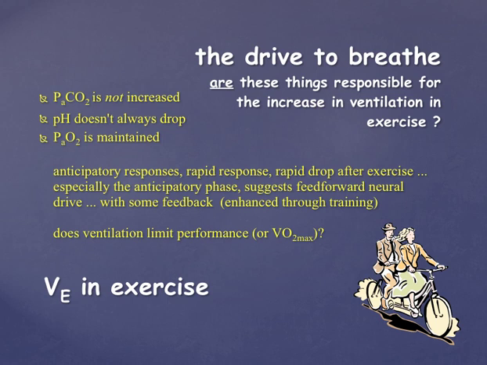In addition, there's a rapid drop after exercise. Anything that was different, like if you were acidic and you said, oh, that's why I'm breathing more. Well, after exercise, you're going to stay acidic for a while, and yet your ventilation drops rapidly back towards normal. Well, especially the anticipatory response, but all three of these together suggest not feedback control, but neural control in the form of a feed-forward mechanism.